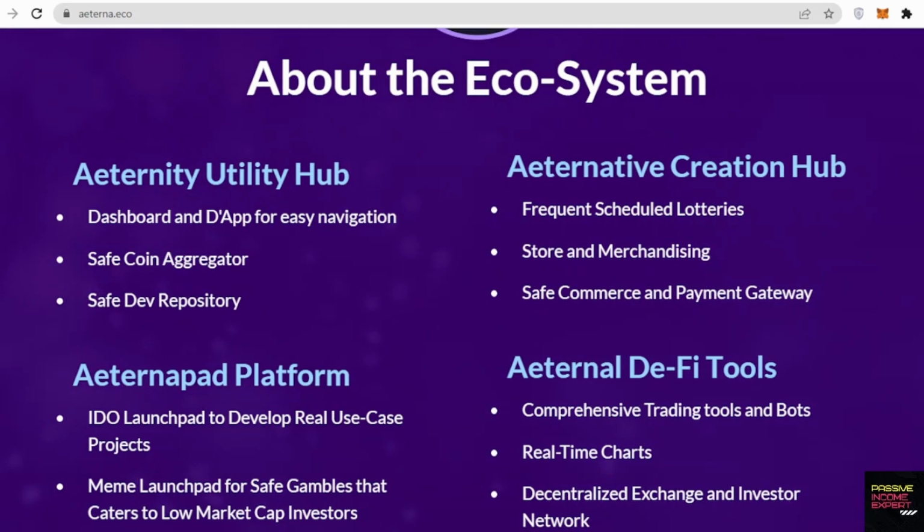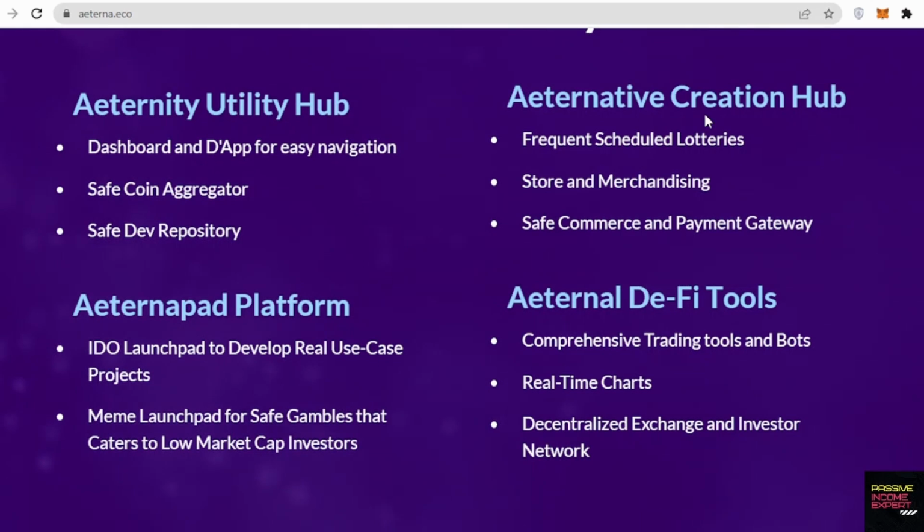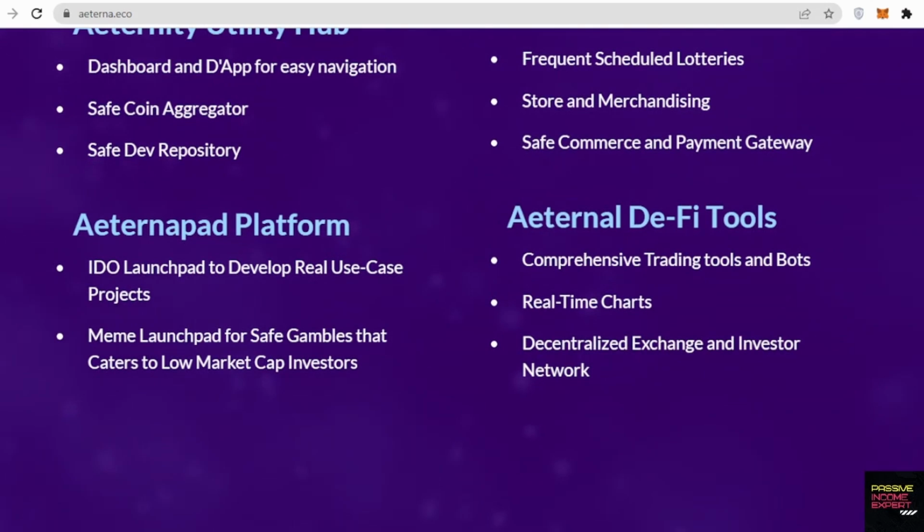About the ecosystem, there is the Eternity Utility Hub, the dashboard and DeFi for easy navigation, safe coin aggregator, safe dev repository, alternative creation hub, frequent scheduled lottery, store and merchandising, safe commerce and payment gateway. That's one good utility because in future if their coin grows, maybe some of the big companies can merge with them and use them as a payment gateway.